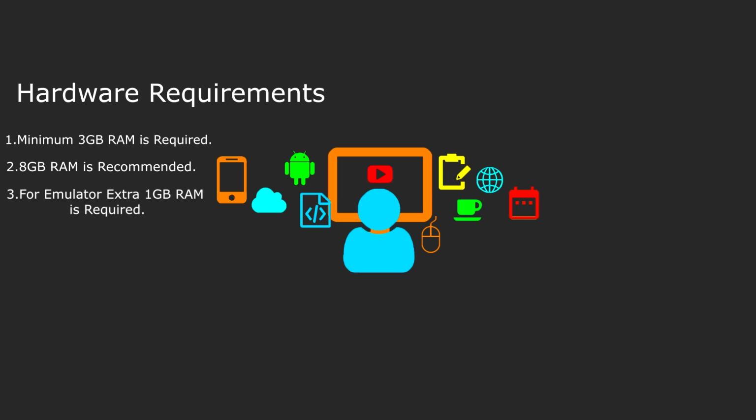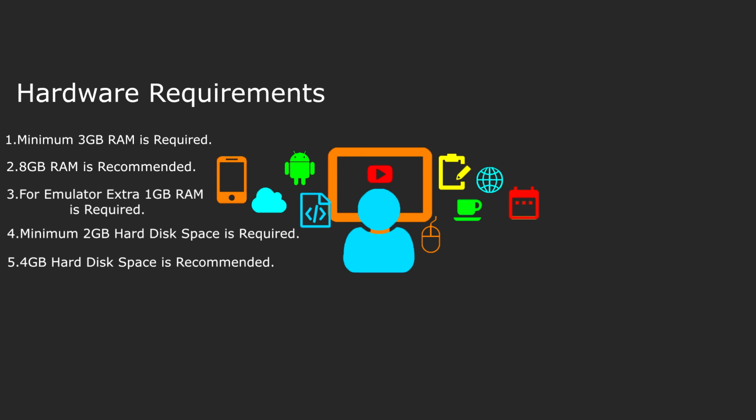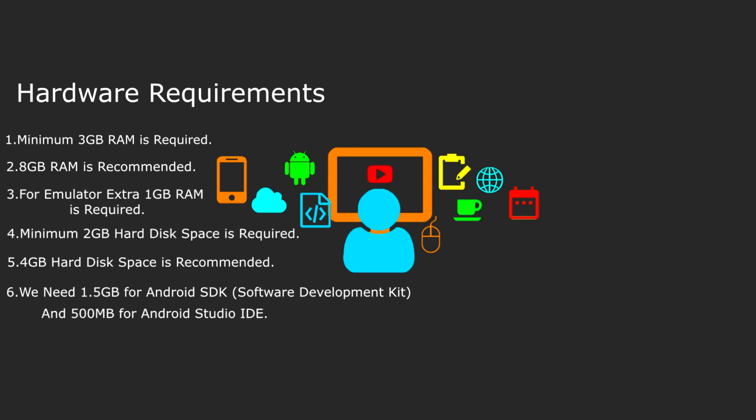Now we need at least 2 GB of hard disk space, and 4 GB is recommended, for installing all the necessary software to be executed on our PCs or workstations, you can say anywhere. Out of this 2 GB minimum requirement for hard disk space, we need 1.5 GB for Android's SDK, that is nothing but the software development kit provided by Android Studio, and 500 MB for the Android Studio IDE.